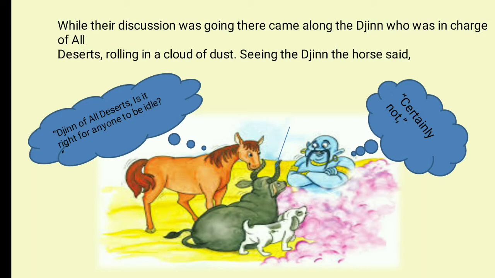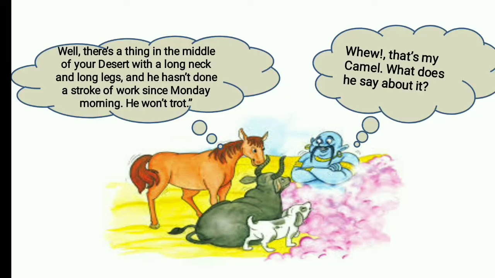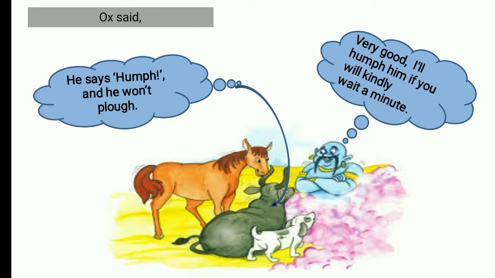While their discussion was going on, there came along the jinn who was in charge of all deserts, rolling in a cloud of dust. Seeing the jinn, the horse said, "Jinn of all deserts, is it right for anyone to be idle?" "Certainly not." "Well, there's a thing in the middle of your desert with a long neck and long legs. He hasn't done a stroke of work since Monday morning. He won't trot." "Phew, that's my camel. What does he say about it?" Now the ox said, "He says he won't plow." "Very good. I will hump him if you will kindly wait a minute."